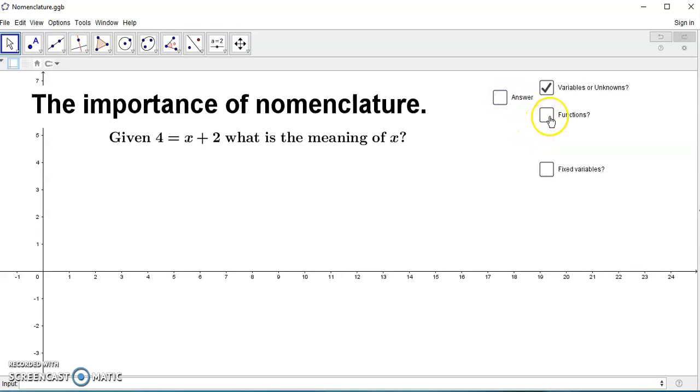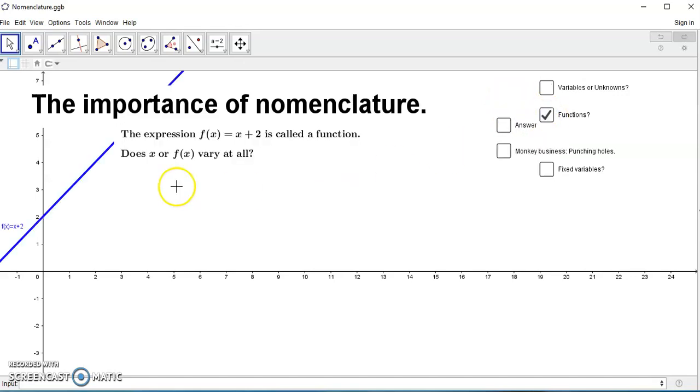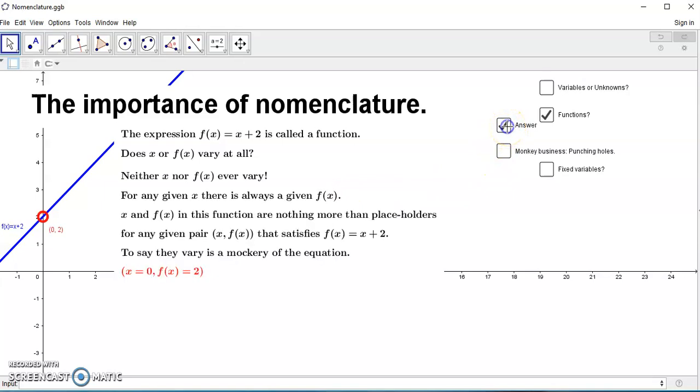Let's move on. What about functions? This expression here is called a function. Do you think that x or f of x vary at all in this function? Well, what do you think? Let's see. If you thought that either of them vary, you'd be wrong. If you thought that both of them vary, you'd also be wrong. Because for any given x, there is always a given f of x.